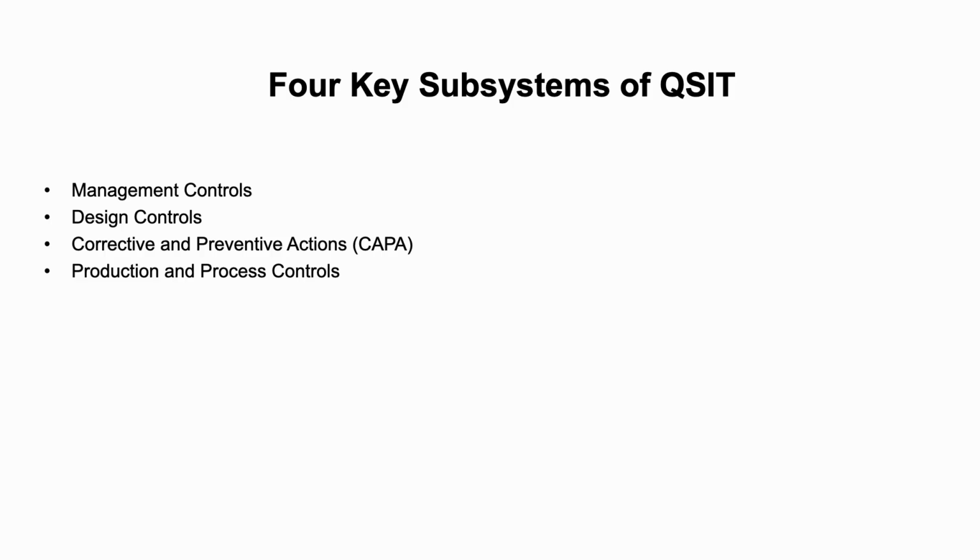The third is corrective and preventive actions, CAPA. This is arguably one of the most important subsystems, as it demonstrates a company's ability to proactively identify and fix problems. An effective CAPA system involves a systematic approach to investigating nonconformances, identifying root causes, and implementing solutions to prevent recurrence.